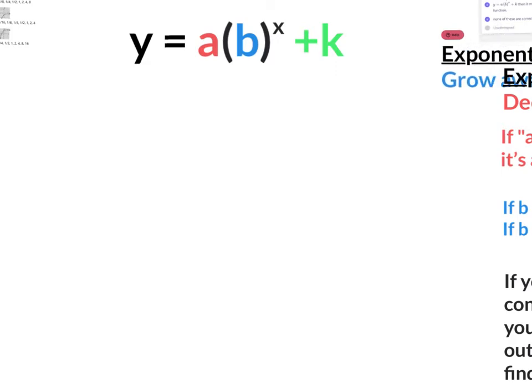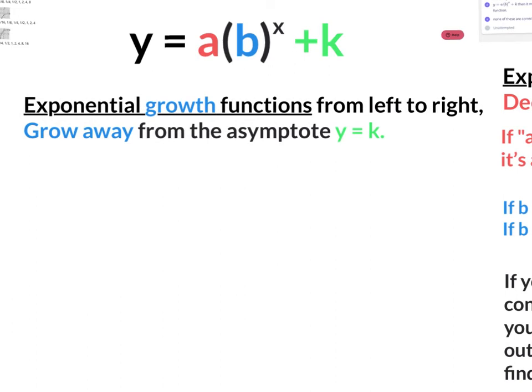When you visually look at a graph, exponential growth functions from left to right grow away from the asymptote, which is the horizontal line y equals k. And of course, whatever that number is, that is your asymptote. So if you have a plus 3, your asymptote crosses the y-axis horizontally at 3. If this is a minus 2, your asymptote is at y equals negative 2. So remember, your graph, whether it's a growth or decay, will infinitely approach that asymptote. Never actually touch, but infinitely approach.